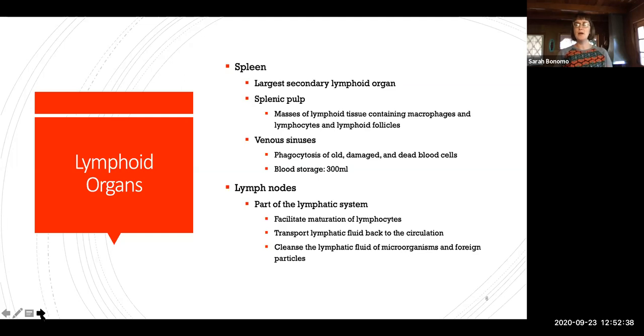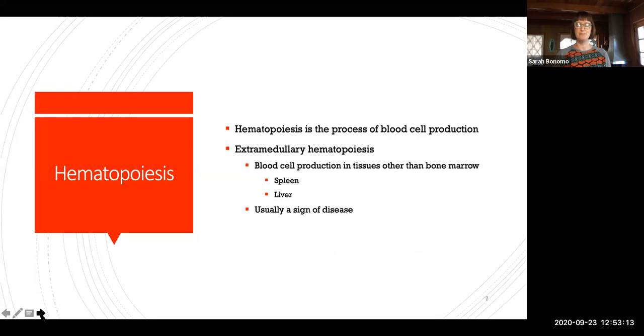But what else they do is they help facilitate maturation of lymphocytes. That just means they help the lymphocytes grow up into whatever cells of the lymph system they're going to be. They also help transport lymph fluid back to circulation, because we've got to bring some of those components back to circulation in order to be able to clean out the system, basically. And then also the lymph nodes help to cleanse the lymphatic fluid and get rid of any microorganisms or foreign debris that happens to be there.